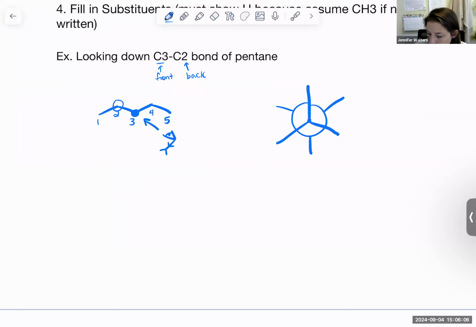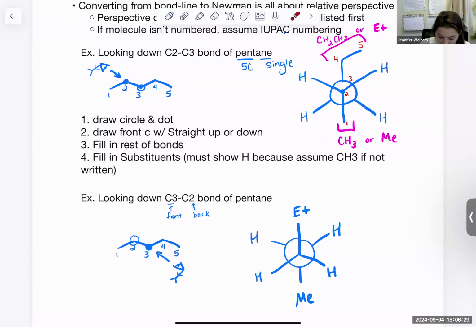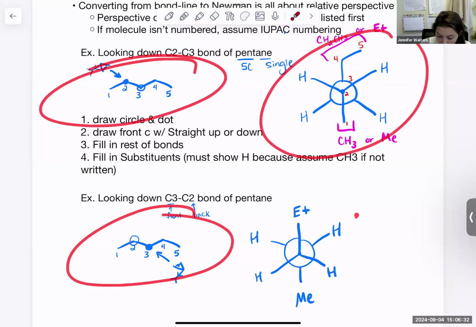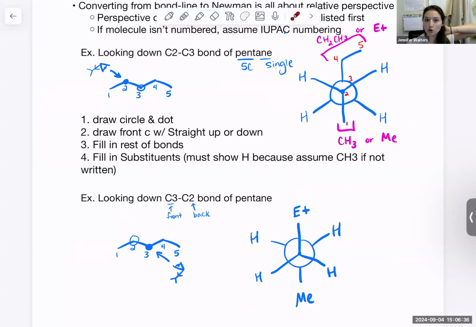So our ethyl is now on that front going up, and then my other 2 bonds are hydrogens. The methyl is what is going down on the back, and then the other 2 are hydrogens. So this is the Newman projection of that same molecule, just looking down the other perspective, looking down the backside of the C3-C2 bond instead of the C2-C3 bond.